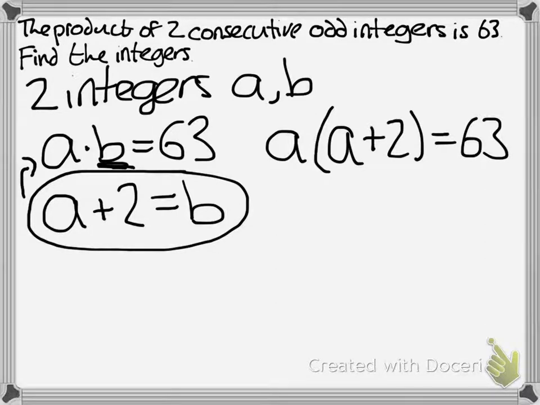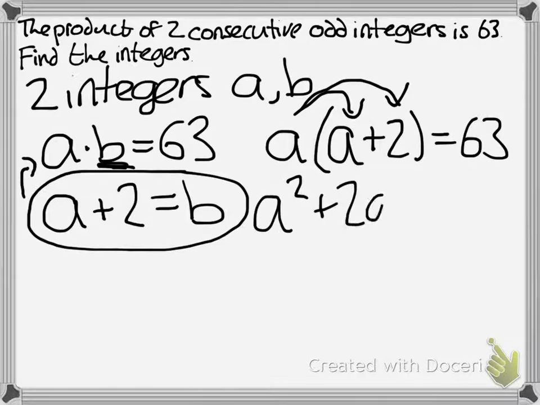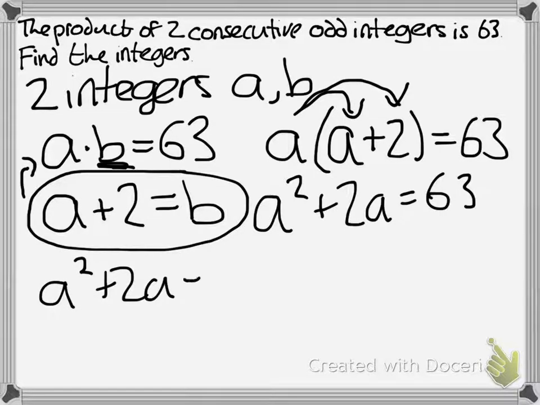Now when I see the parentheses, I know I've got to distribute. That's why it's so important to have the parentheses. So I have A squared plus 2A equals 63. Yes, perfect. That looks like something we could have dealt with in our last section. A squared plus 2A minus 63 equals 0.